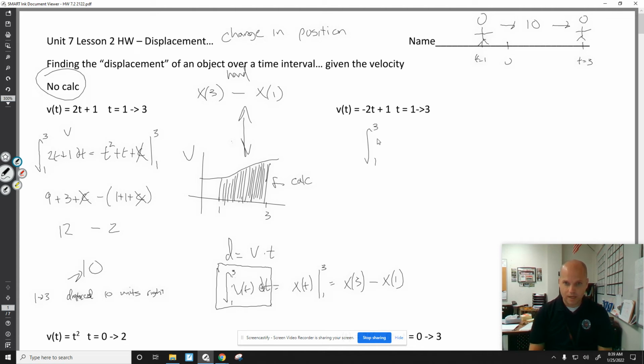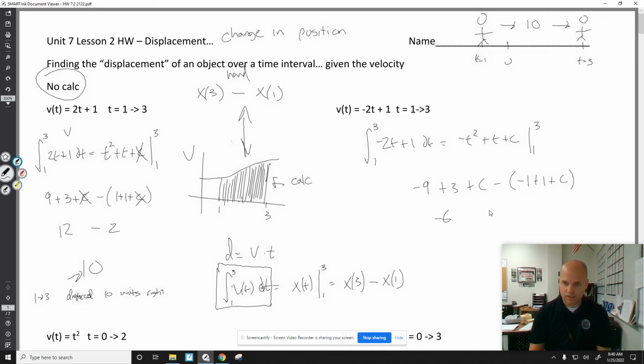We'll accumulate velocity, which will be the same as finding the change in position. Take the antiderivative, include the plus c, but the c won't matter because the c's will cancel.